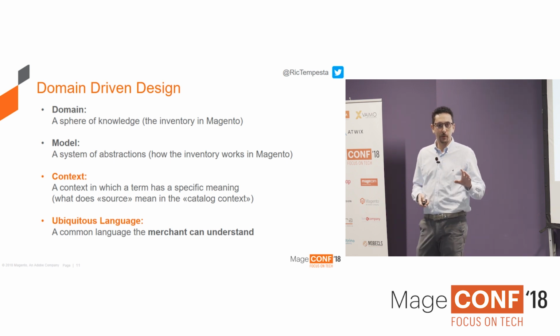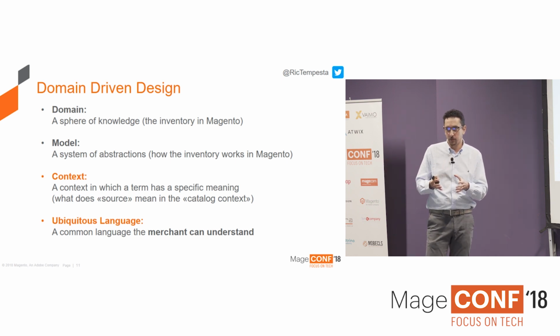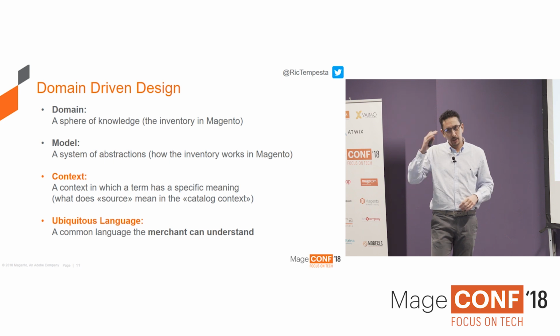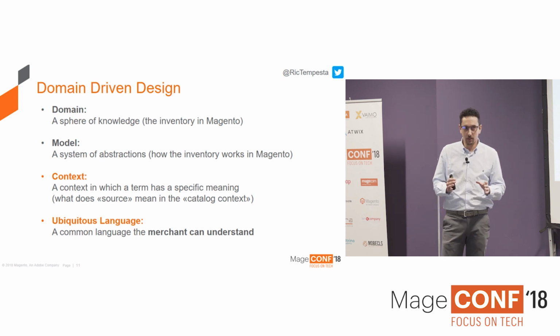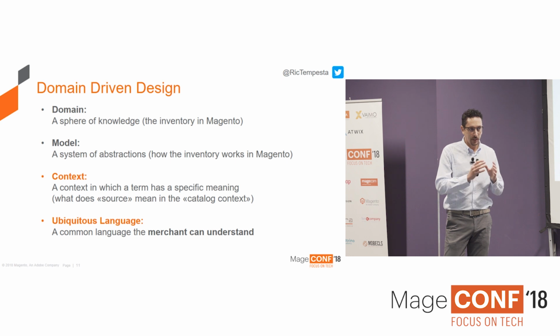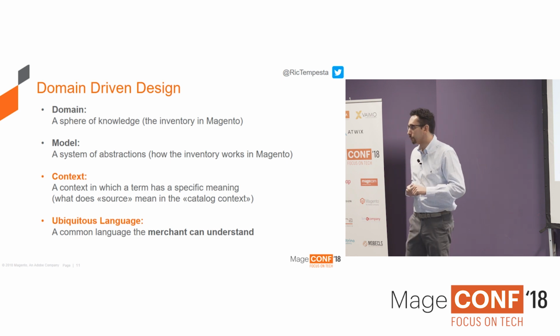And a ubiquitous language, so we need the same language as the merchant, for example, because this is beyond the software, actually. When you use the same language, you basically think in the same way. So you have to speak the same language as the merchant if you want to do something that is effective for the merchant. So you have to use the same terminology, the same words, and the same way of thinking.